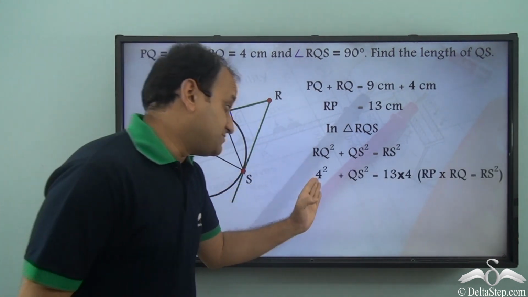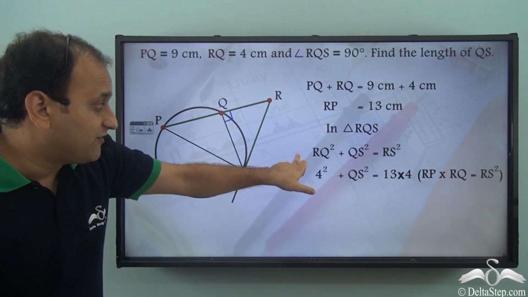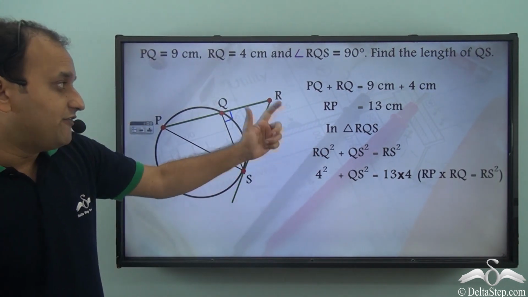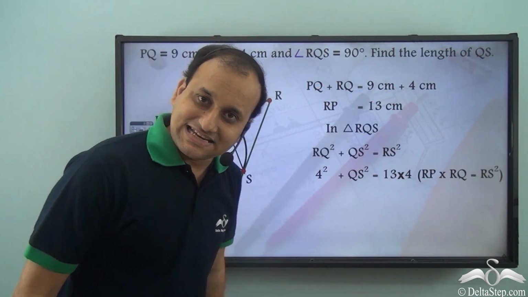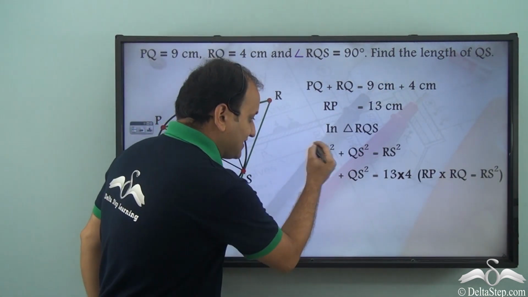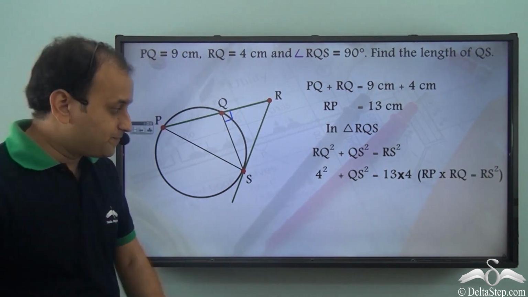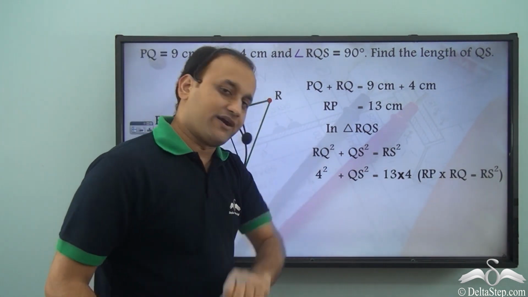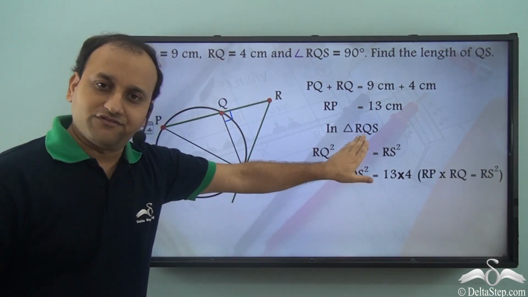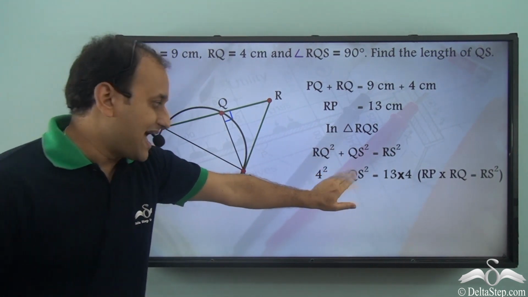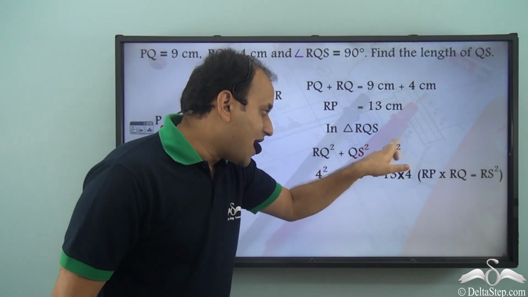Now, if we substitute the values, we have the value of RQ already. We know that RQ is 4 centimeter. So, we can write RQ square as 4 square plus QS square. So, in this case, we don't have the value of QS. So, we leave it as it is. Now, what about RS square?